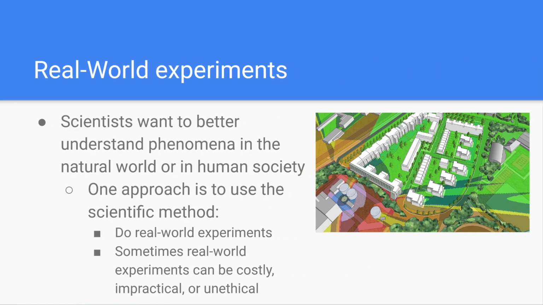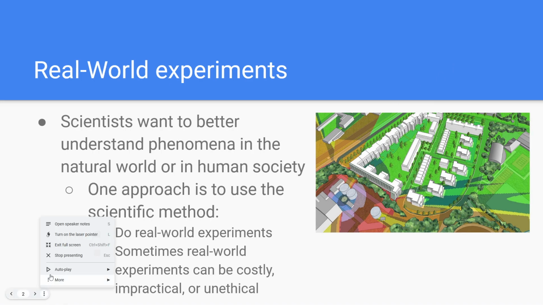So scientists usually want to better understand some sort of phenomenon that's occurring in the natural world or some sort of phenomenon that's occurring in human society. And one way that scientists get a handle on a phenomenon is by setting up an experiment. They use the scientific method and a real-world experiment to record data and analyze that data and get a handle on that phenomenon and what might be causing it.